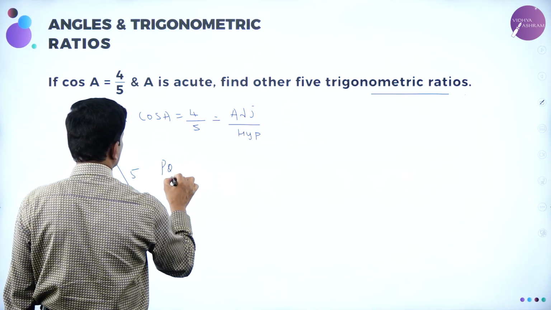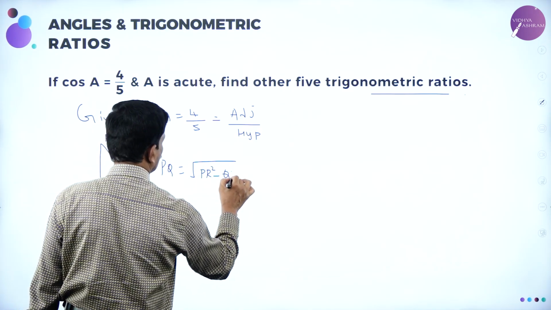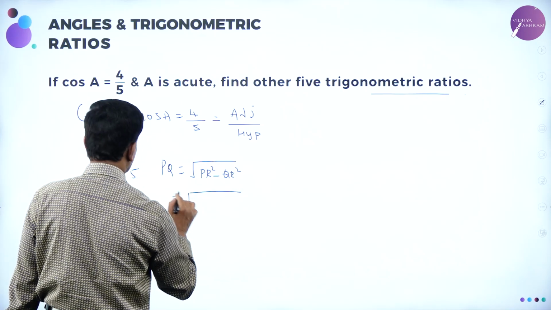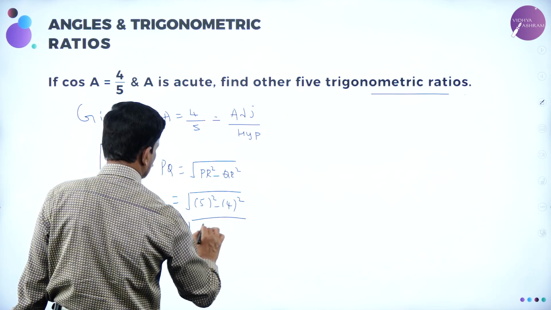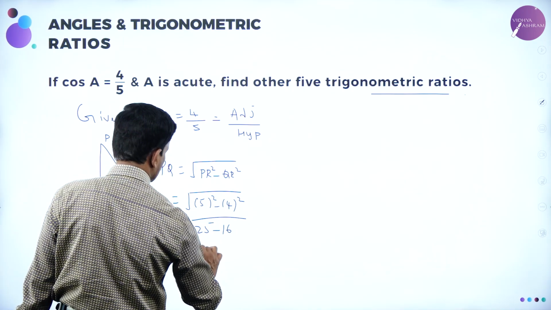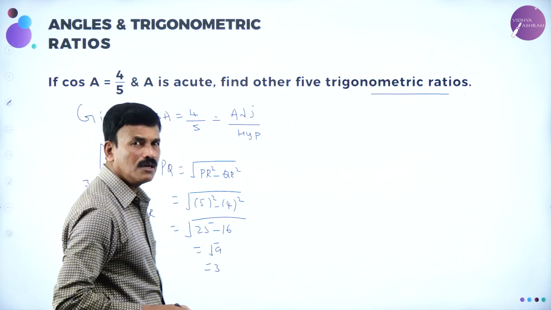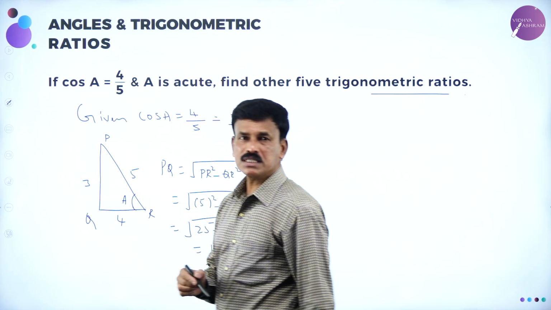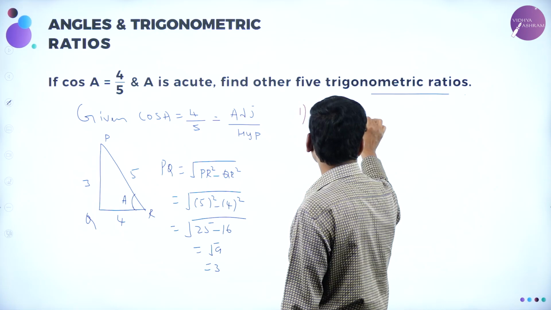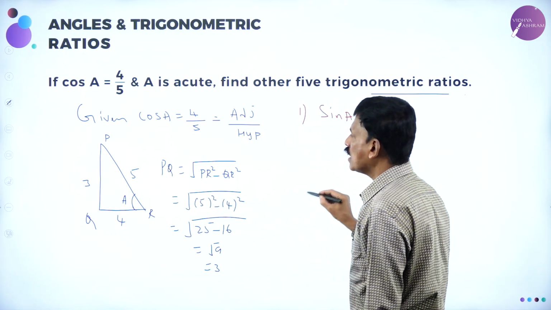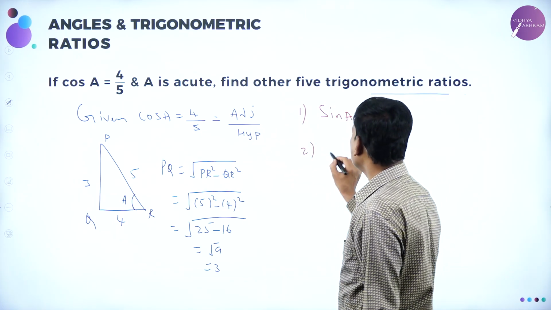Now, what is PQ? PQ is equal to root of PR square minus QR square. That's equal to 5 square minus 4 square. That's equal to 25 minus 16 is equal to 9. Square root of 9 is 3. As you know, 3, 4, 5 are the Pythagorean triplets. Now, the trigonometrical functions: already cos is given. Write down the sine first. Sine of A is equal to opposite by hypotenuse, that is nothing but 3 by 5. Cos already given.